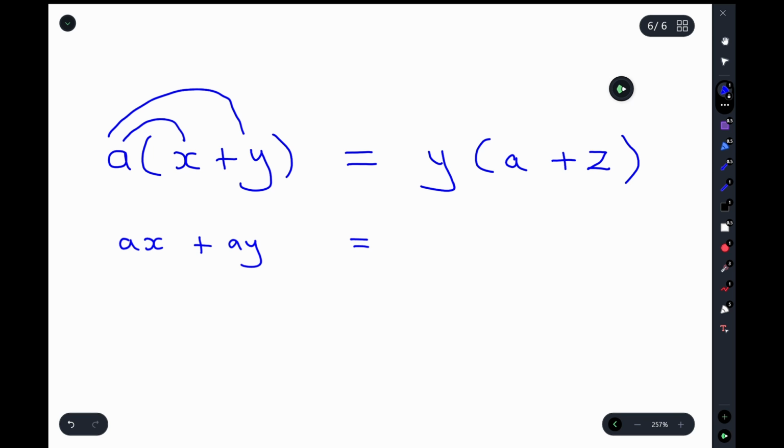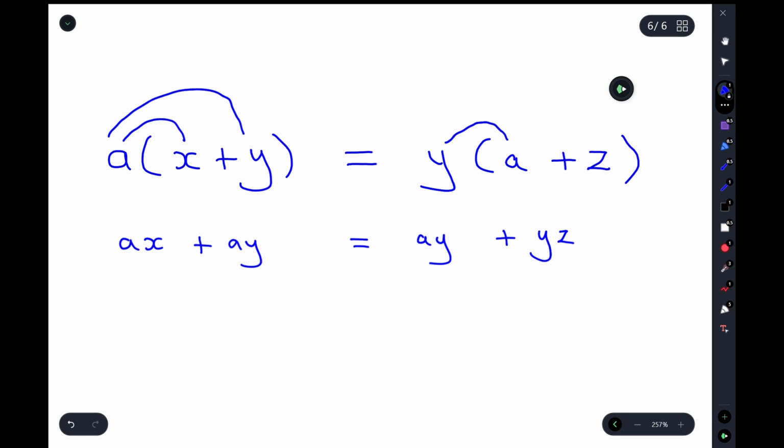Is equal to y multiplied by a. Now I'm going to say this is ay. Okay? Multiplication is commutative. The order does not matter. But I want it in alphabetical order for a very specific reason.